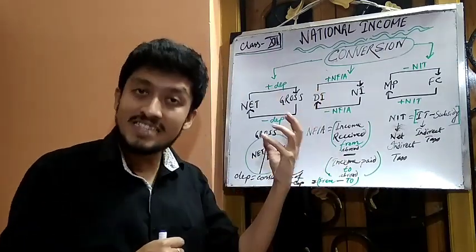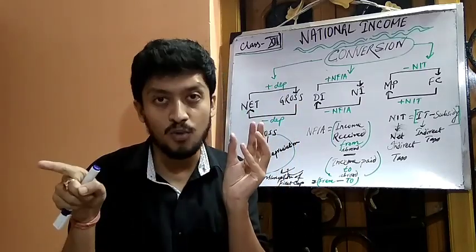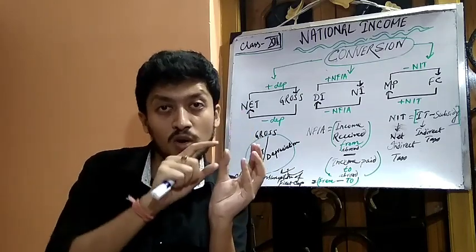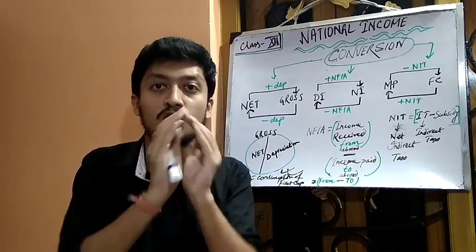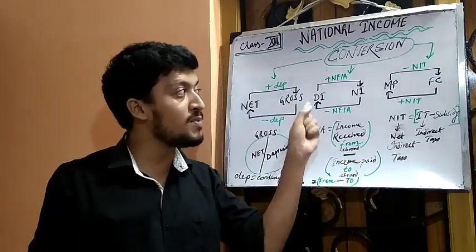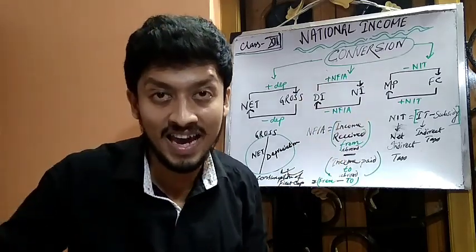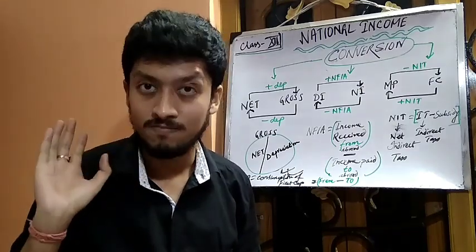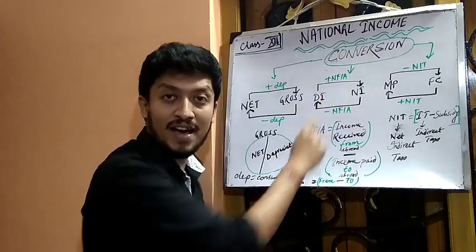So from domestic, from a small one, when you go to national, you are going to go for a big one. You need to add something to the small one to make it a big one, right? So from domestic income, when we go to national income, we just need to add NFIA, net factor income earned from abroad. So from domestic to national, you just need to add NFIA.